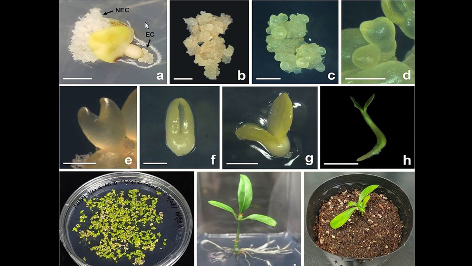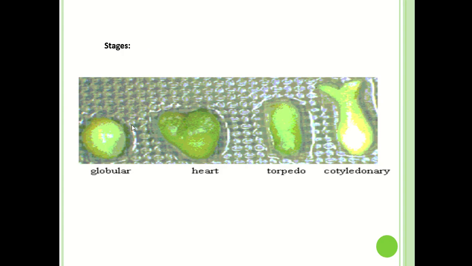So here we can see all the stages and steps. From the callus, this is, I think, the indirect step. Then the formation of embryos. Here this one is the heart shape, torpedo shape, and then plantlets. So that's how we produce a plant from a single cell. The stages are globular, heart, torpedo, and cotyledon.